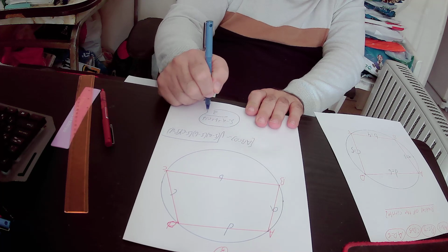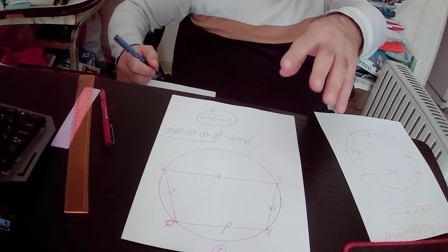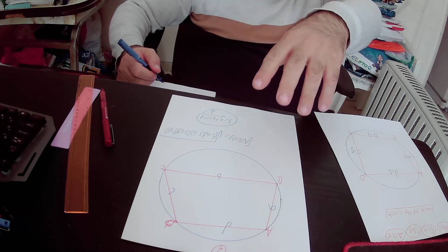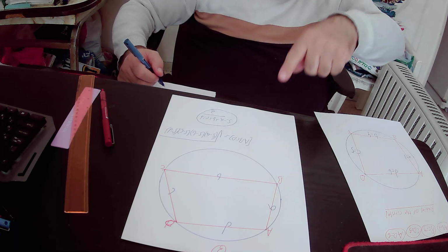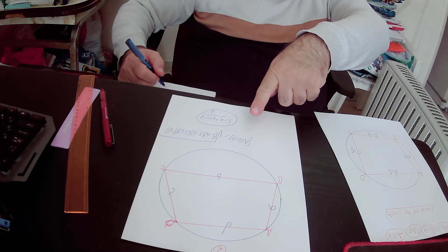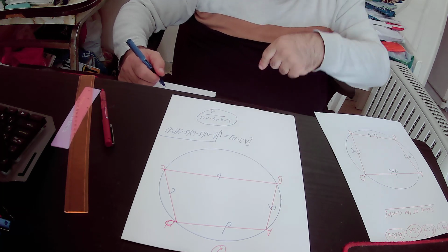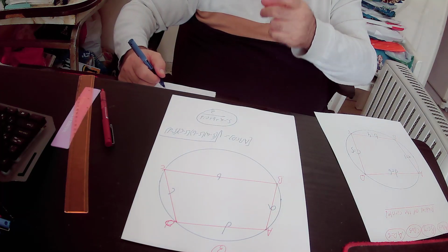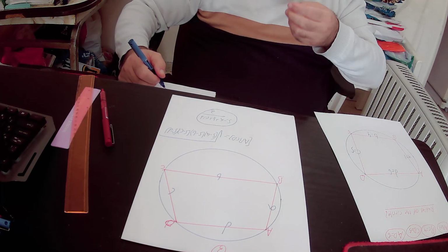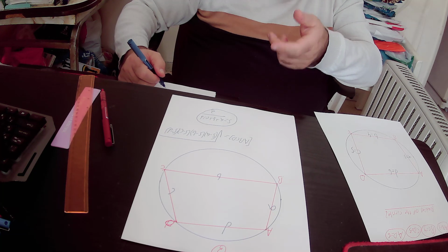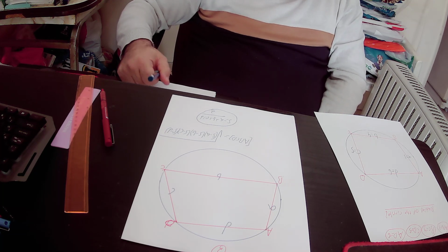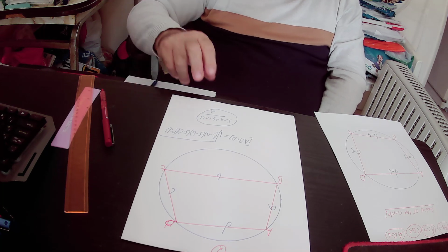Okay, I'll repeat again. If you have a quadrilateral that is inscribed by a circle, like in this drawing, then you can calculate the area of that quadrilateral according to this formula, and S equals A plus B plus C plus D over 2, that is to say the sum of the quadrilateral sides over 2. Okay.